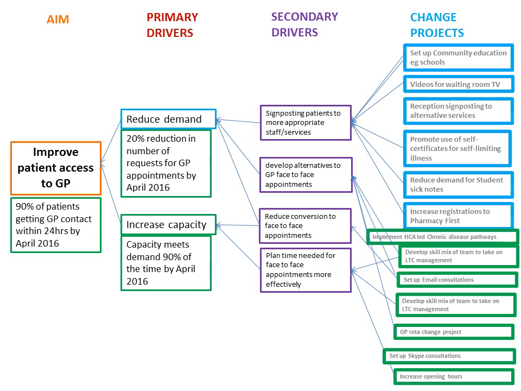You can see a clear flow from a hypothesis on the right hand side to trying to achieve our aim on the left. Just picking one at random here, you've got increased registrations to pharmacy first in the middle. Now the hypothesis is if we do that, that's signposting patients to more appropriate staff or services. If we do that, we expect that to reduce demand, which we in turn think will help us to improve access to a GP. So change projects, hypotheses to be tested, coming towards achieving our aim on the left hand side.